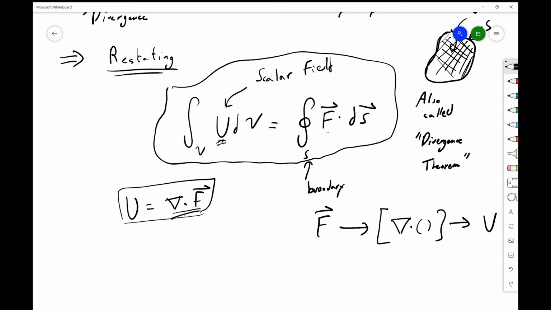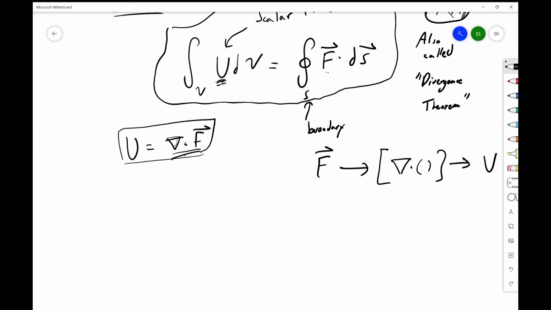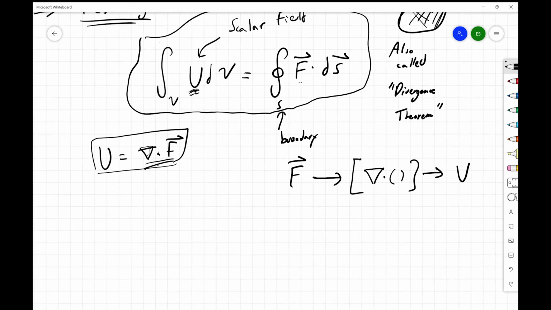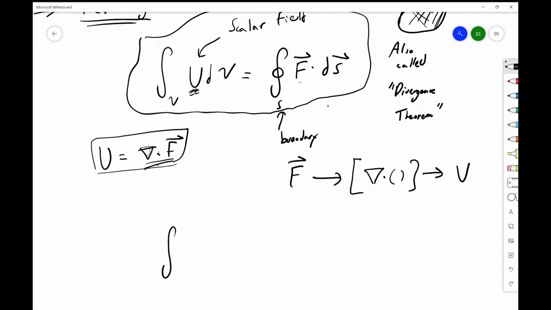I'm starting with saying that I'm looking for some scalar field, nabla dot F, that has this property: if I integrate it over a volume, it's equal to the integration over the boundary, because I'm taking my guidance from the fundamental theorem of calculus, essentially. So we want to do this calculation. So how can we do this calculation? Well, the integral over V of nabla dot F dV equals the integral over S of F dot dS.